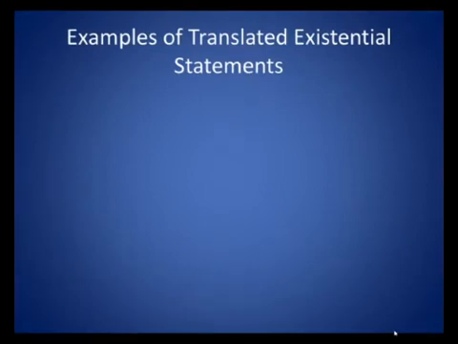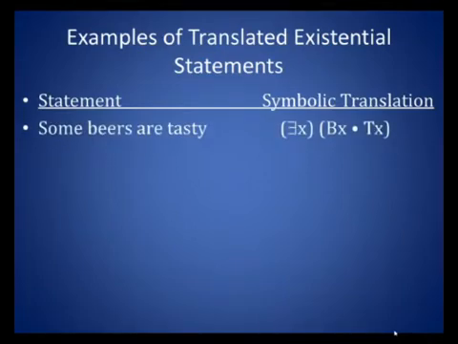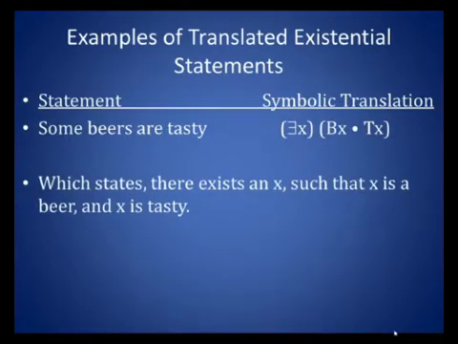So let's look at some examples of translated existential statements. We'll go back to our handy dandy beer example. Some beers are tasty. Now notice, in this case, I'm going to translate it as an existential statement because I'm not making a claim about all members of the class. Only some. So there exists an x such that x is a beer and x is tasty. In other words, what I'm saying here is that there's at least one beer that exists, and that beer is also tasty.